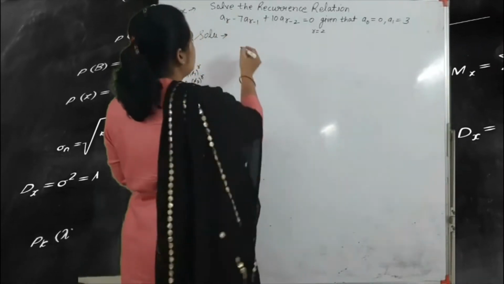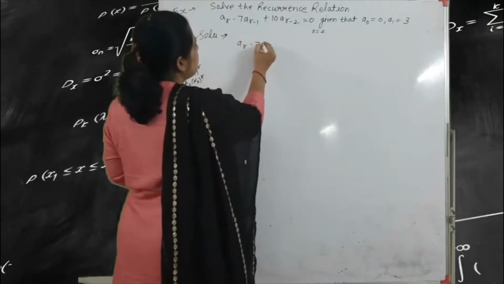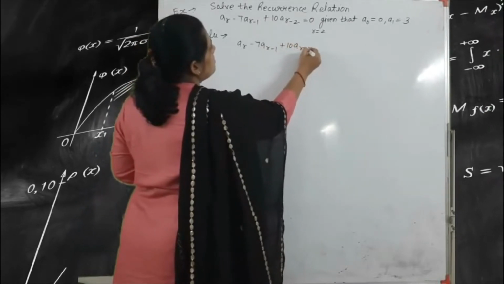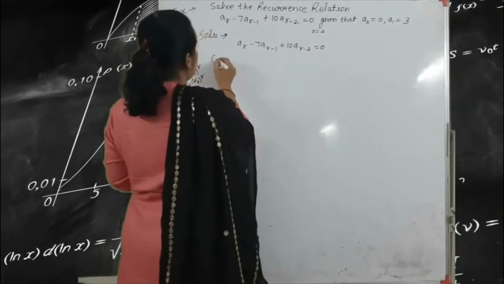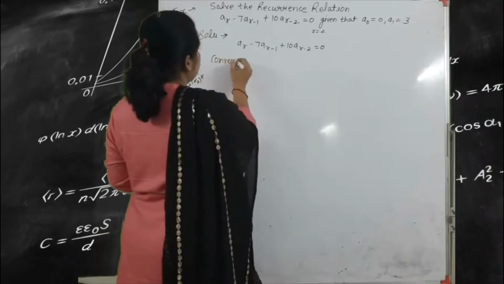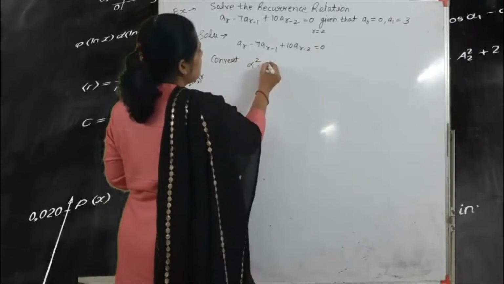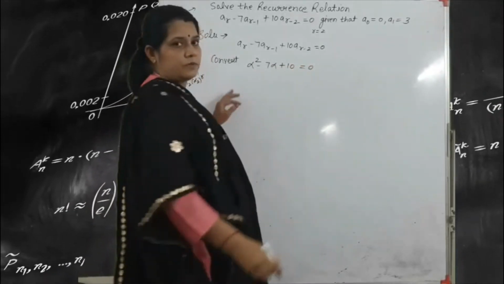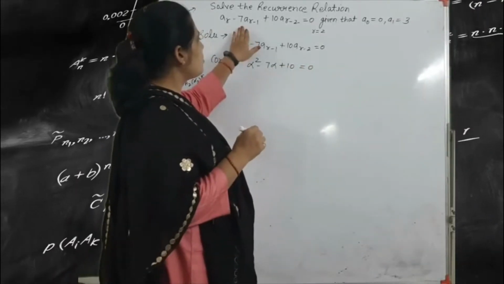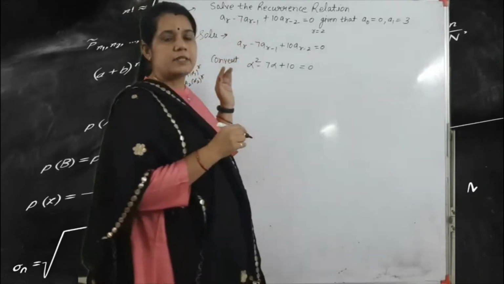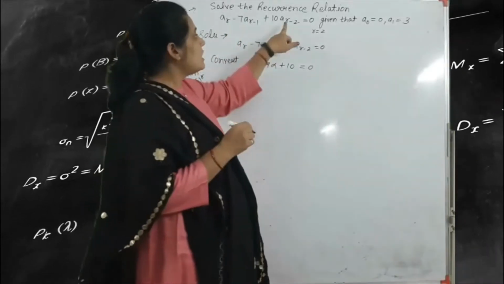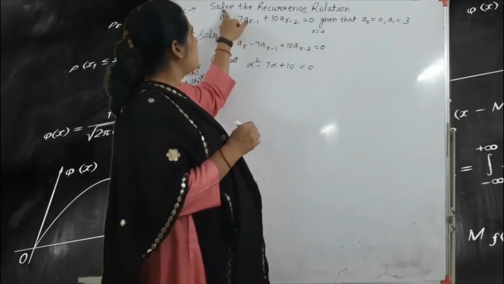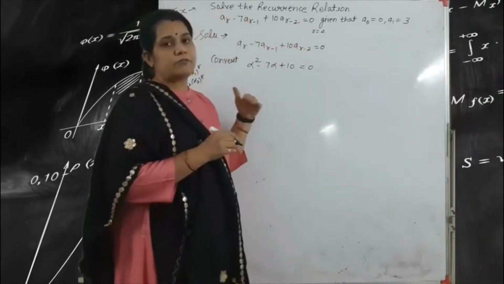So this equation a_r - 7a_{r-1} + 10a_{r-2} = 0 we convert into alpha squared - 7 alpha + 10 = 0. Okay, so the first point is always very important. If you are given this type of recurrence relation, you check the indices, and according to these, you write the powers of alpha.